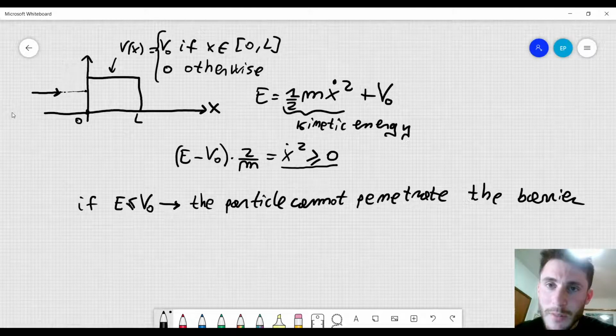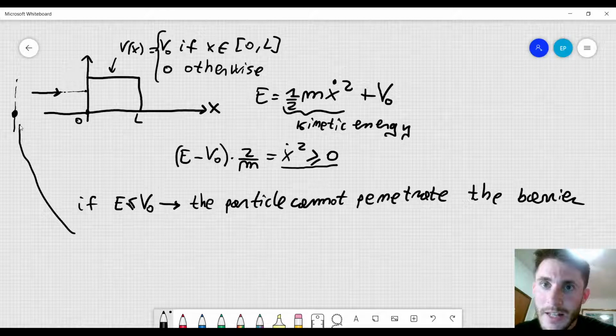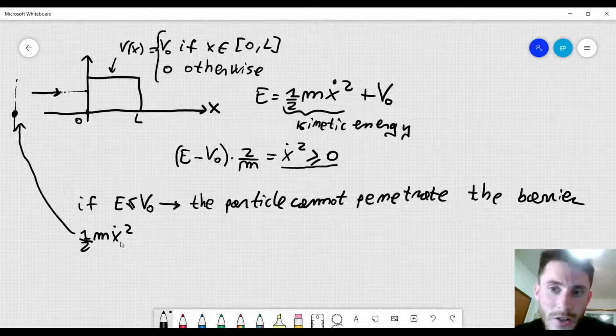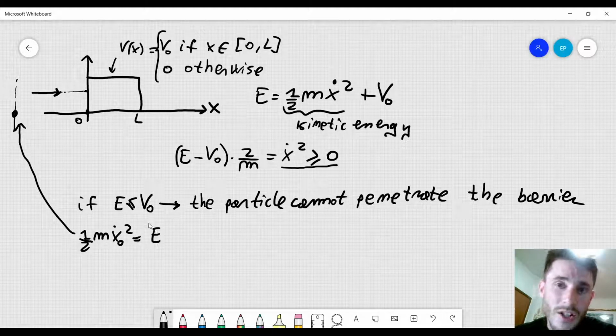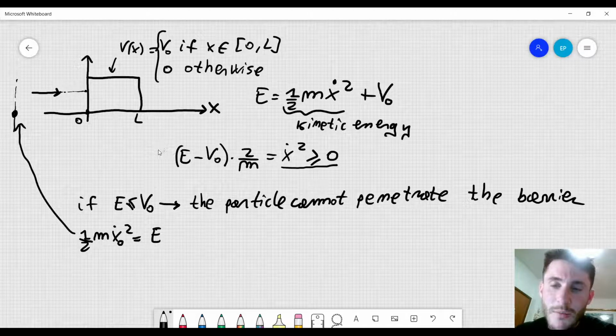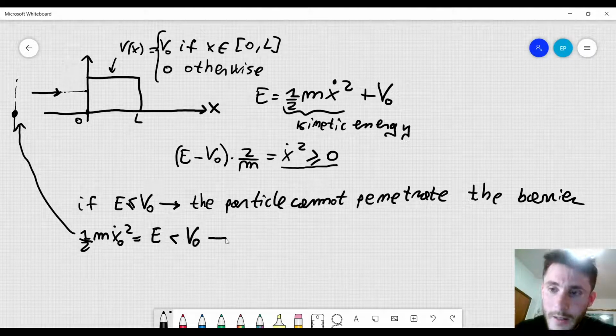For example, let's assume that the particle is starting here, somewhere here, with some kinetic energy, and the kinetic energy of the particle there is just 1/2 m x dot squared at the initial time. It is some initial kinetic energy if you want, so x dot 0 squared, and this is equal to the energy, but the energy is a constant, right? So this energy will be preserved because we are considering just a very simple system. There is no dissipation of energy, okay? So the energy will remain constant, and if this energy is less than V0, it means that the particle doesn't have enough energy to penetrate the barrier.